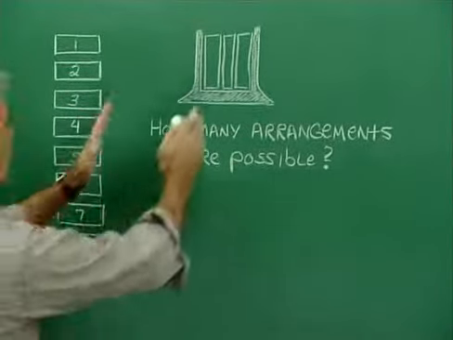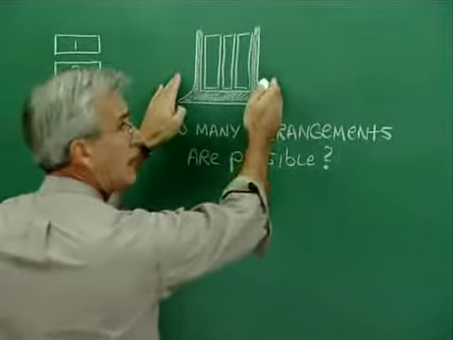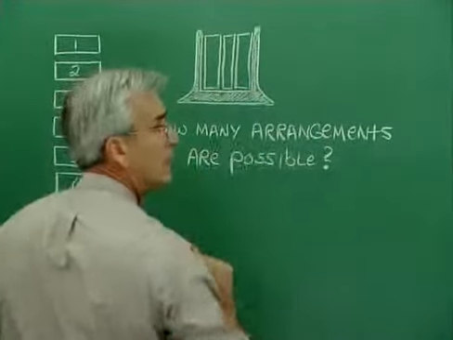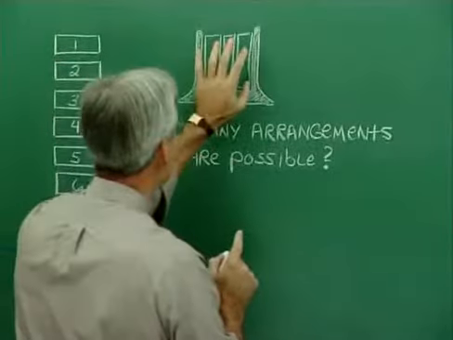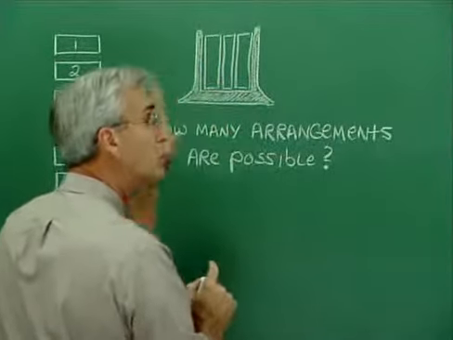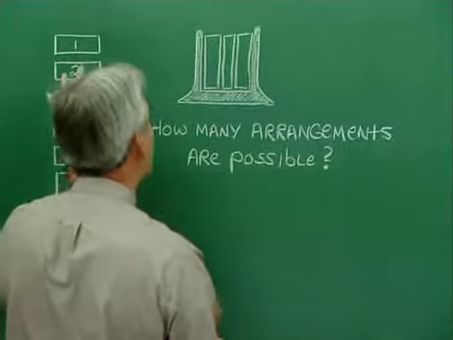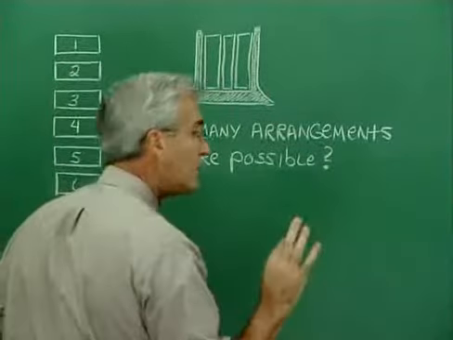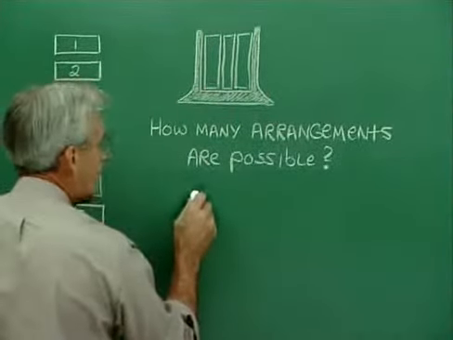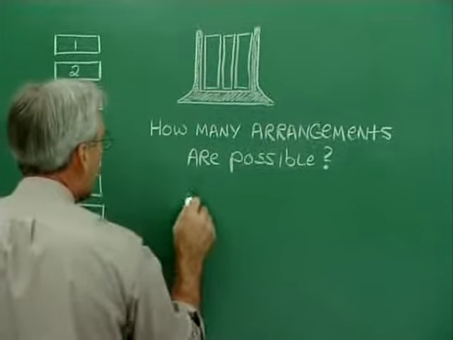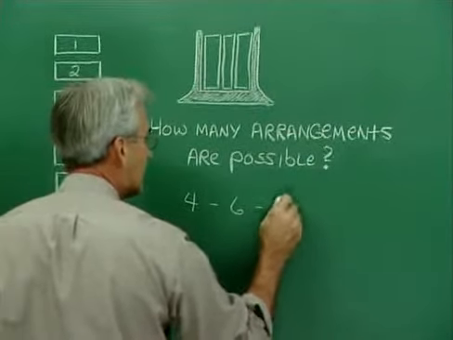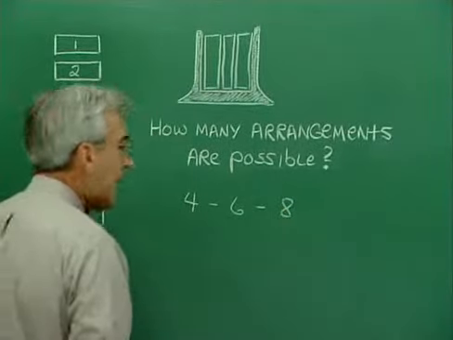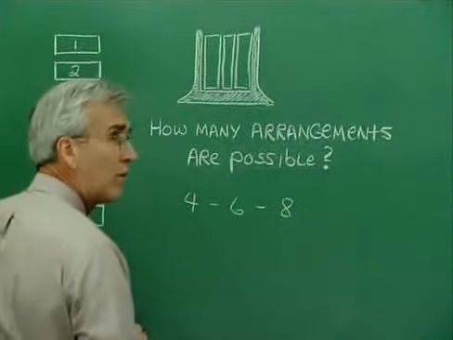And we have a small bookshelf, and the bookshelf can only accommodate 3 books. And we'd like to know how many arrangements of 3 books are possible, choosing those 3 books from a group of 8 books. Now let's understand this, that if I chose book 4 and then book 6 and then book 8, let's say, that's one arrangement.